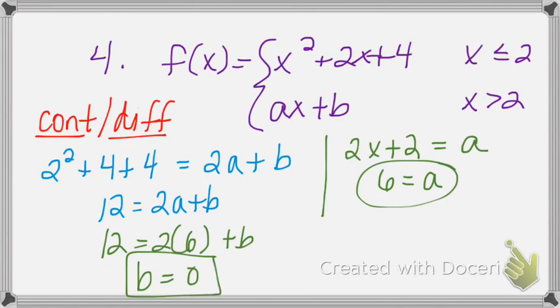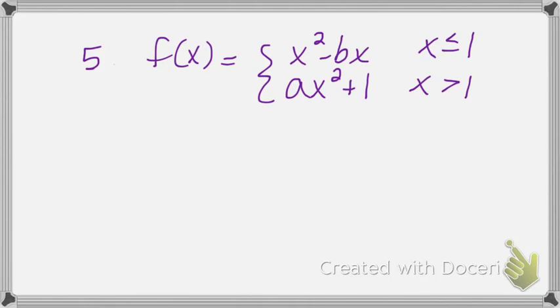So when you're trying to find the a's and the b's and the c's or whatever letters there are, you do have to start with the continuous part to get one equation, then go to the differentiable part, get another equation, and use the two equations to help you solve.